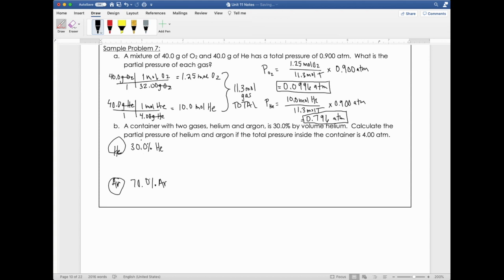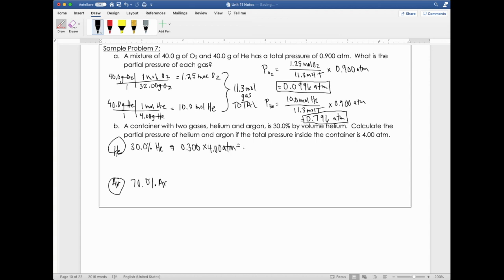The only thing is that this is in a percentage, and we don't want it in the percentage here. We actually want to divide it by 100 because we want just the fraction, the decimal version of that. So to solve for this, we know 0.300 of that is helium. I'm going to multiply that by 4 atmospheres.